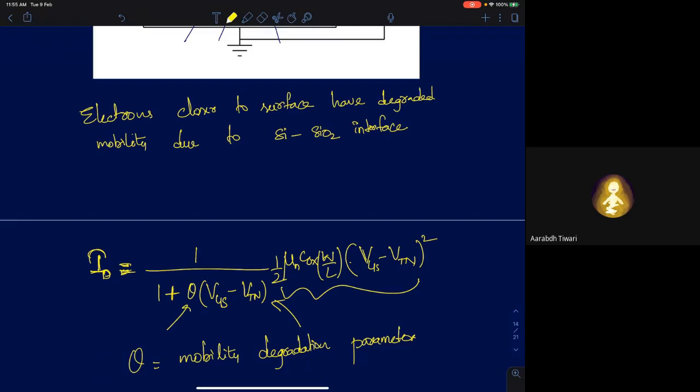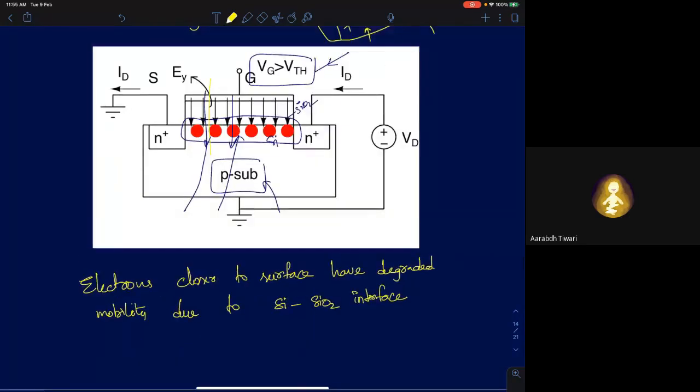See, what happens is there are two things. If your electric field is very high, you will be drawing your electrons very close to the surface. What does the electric field depend upon? It depends upon the gate voltage. Does it depend upon anything else? Does it depend upon the thickness of the oxide? It also depends on the thickness of the oxide, right? The electric field is voltage divided by thickness, so it will also depend on the thickness of the oxide.